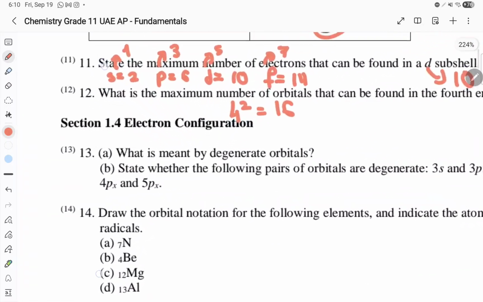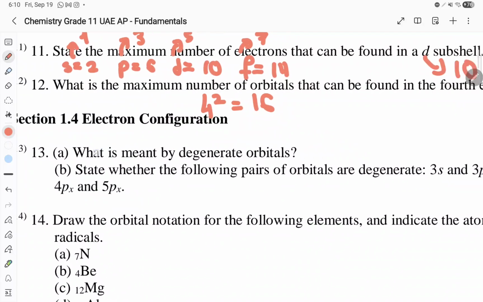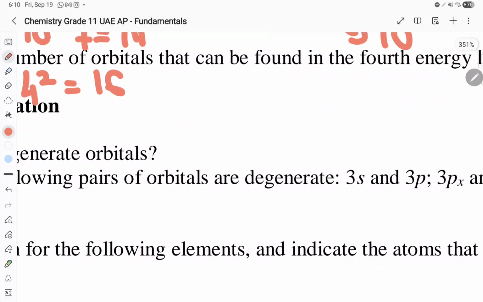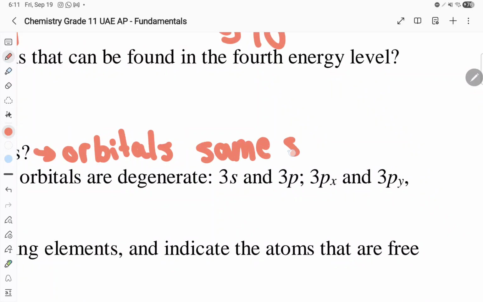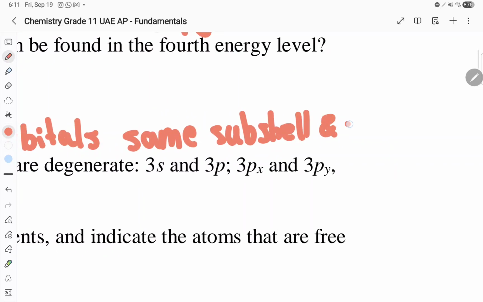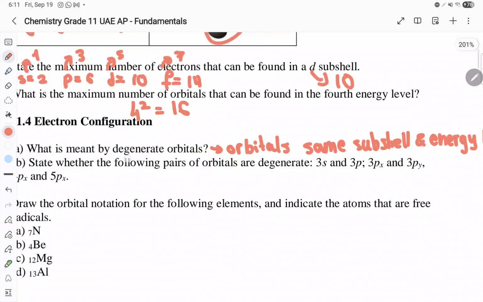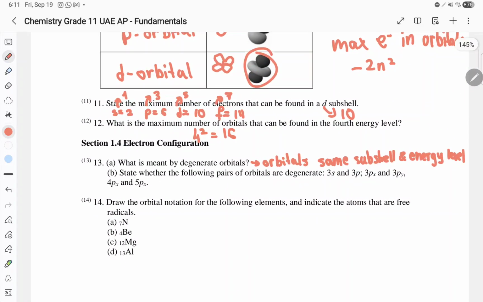Now, what is the meaning of degenerate orbitals? Degenerate orbitals are orbitals that have the same energy level. They are orbitals in the same subshell and energy level. Degenerate orbitals are orbitals that have the same exact energy. Now, which of the following pairs are degenerate orbitals?